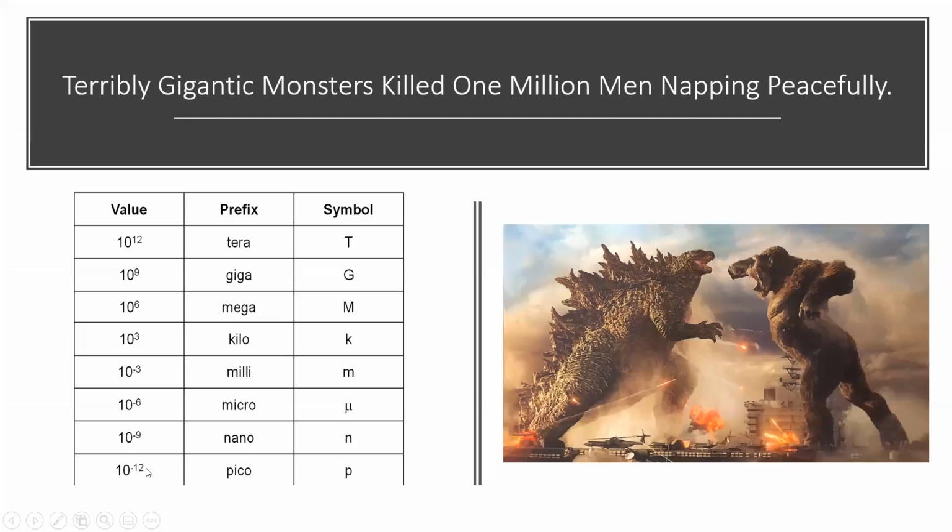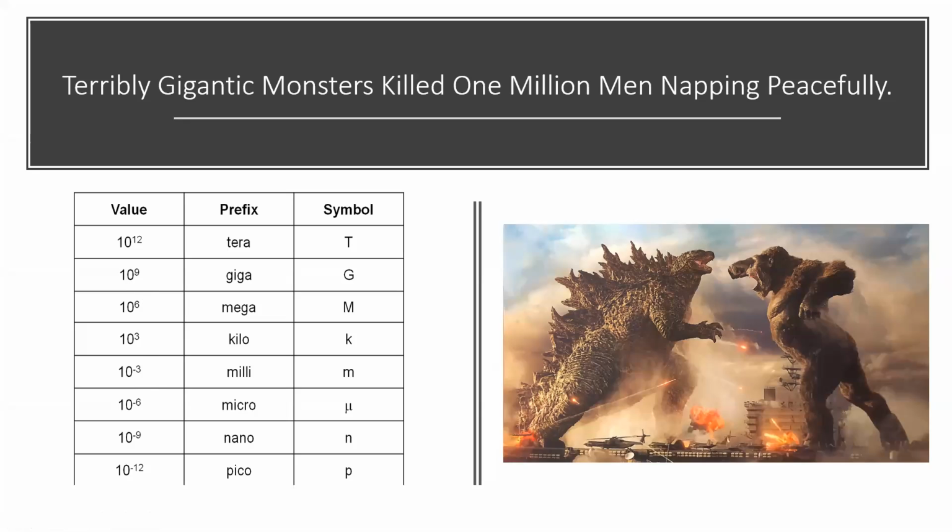We've got 10 to the negative 12, 10 to the negative 9, 10 to the negative 6, 10 to the negative third, 10 to the third, 10 to the 6th, 10 to the 9, and 10 to the 12. Okay, so the mnemonic I like to use for this is terribly gigantic monsters killed 1 million men napping peacefully. And so that would be for tera, giga, mega, kilo, milli, micro, nano, and pico.